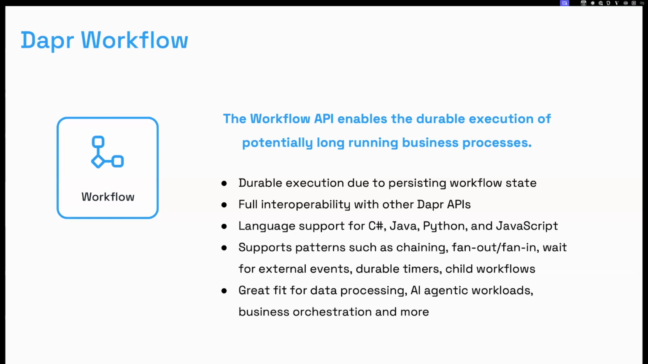You can also wait for external events if you're waiting for human intervention. You can set durable timers. You can also spin off child workflows. So lots of really powerful stuff in the workflow API and in this workflow engine that's embedded in the sidecar. And this really enables very good scenarios for data processing, especially in the days that we're in now, like AI agentic workflows. Agentic workloads are very popular for workflows. So using Dapr workflows to orchestrate these AI business processes is something that we're seeing a lot of.